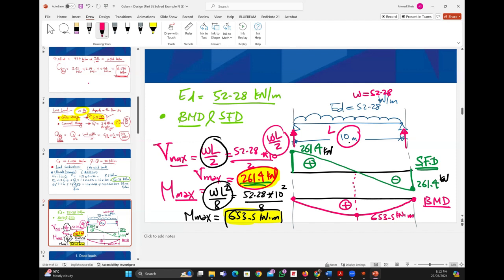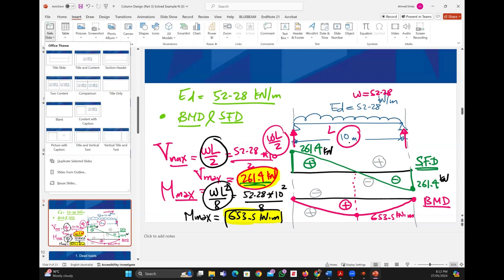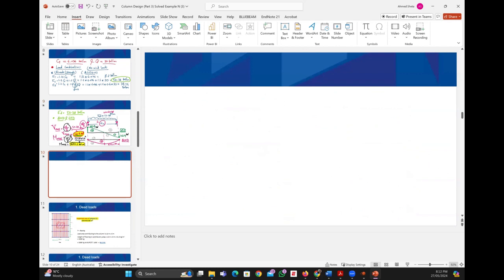Why is down positive for the bending moment diagram? Yes, this is just an agreement between the engineers. For the shear force diagram, above the datum is positive, below the datum is negative. For the bending moment, above the datum is negative, below the datum is positive. There is an idea about this. Maybe if you want, I can tell you why.